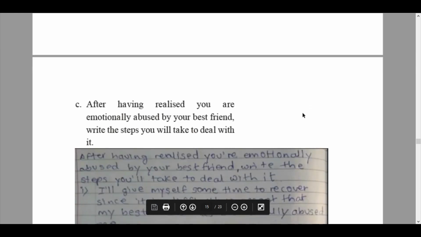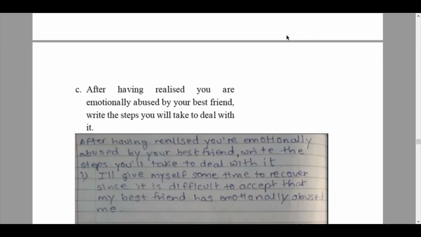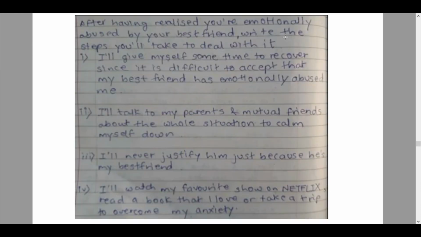Part C. After having realized you are emotionally abused by your best friend, write the steps you will take to deal with it. So several steps have been mentioned here. I'll give myself some time to recover since it is difficult to accept that my best friend has emotionally abused me. Second, I'll talk to my parents and mutual friends about the whole situation to calm myself down.